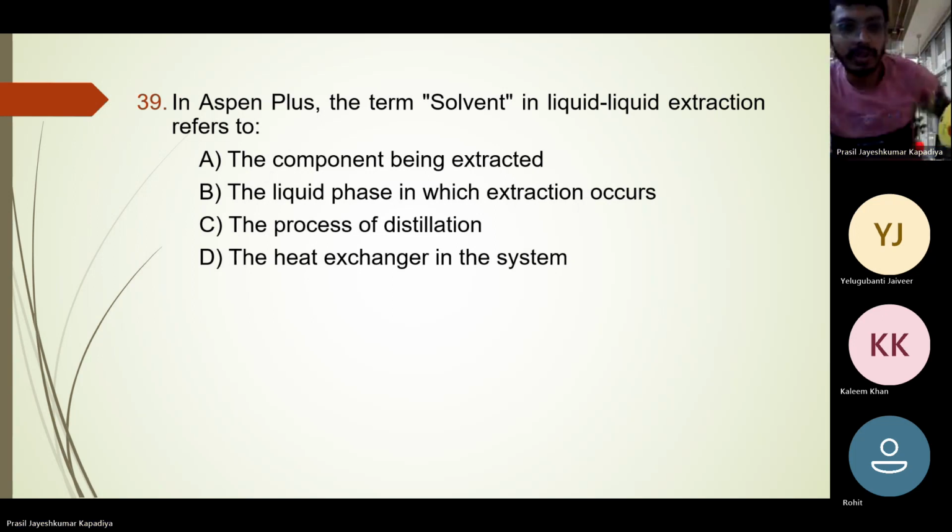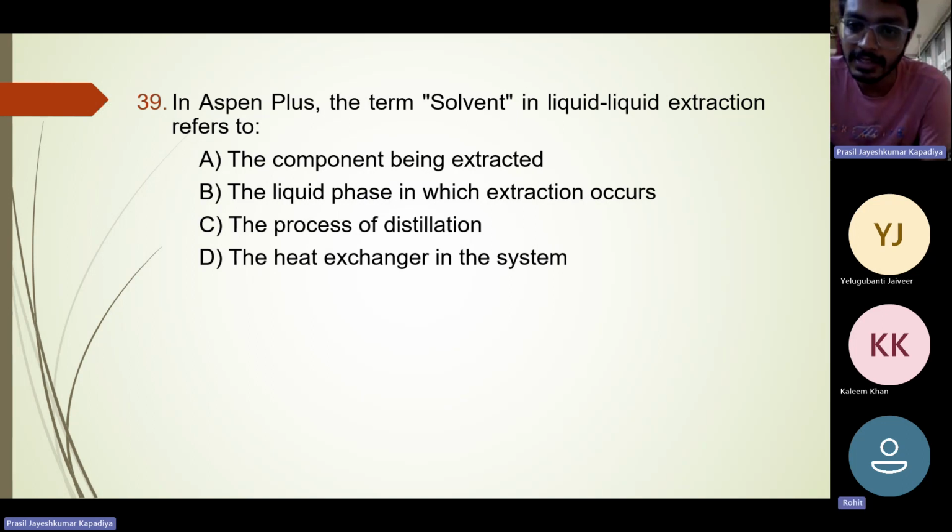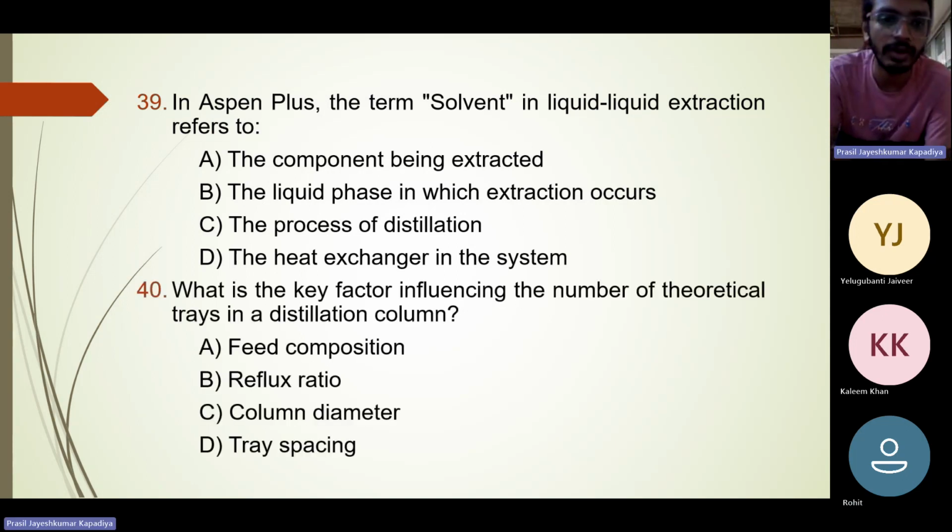Okay, the next question. In LLE, the term refers to the component being extracted, the liquid phase in which extraction occurs, or the process. Distillation is not going to be the answer, and neither is heat exchanger. So it is A or B. What should it be? B option: the liquid phase in which extraction occurs. So that is called solvent.